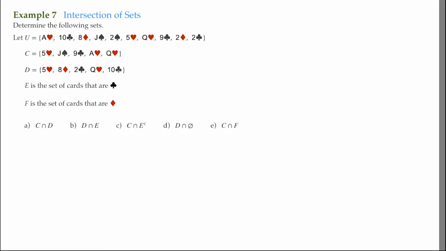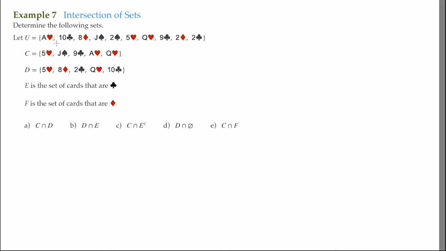The intersection of sets is where elements of one set are also elements in another set. It's where the two sets overlap. So we have this universal set here. Don't forget, a universal set is a general representation of all the elements under discussion here.